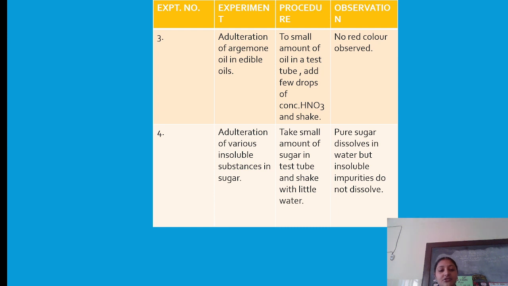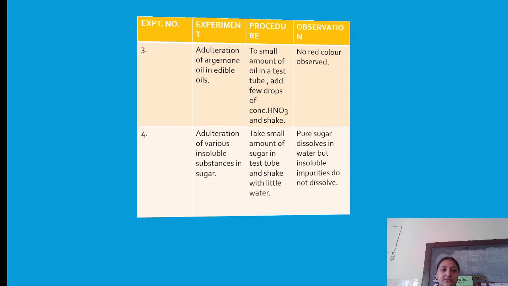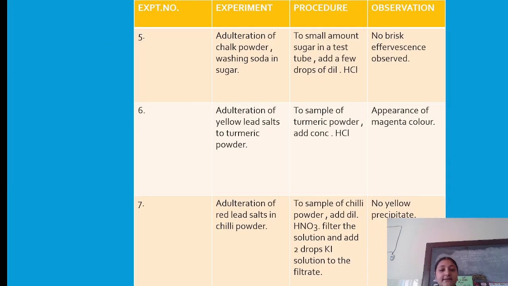Then adulteration of various insoluble substances in sugar. Take a small amount of sugar in a test tube and shake with a little water. Pure sugar dissolves in water but insoluble impurities do not dissolve, was the observation. Next, adulteration of chalk powder, washing soda in sugar. To a small amount of sugar in a test tube, add a few drops of dilute HCl. Observation was no brisk effervescence observed.